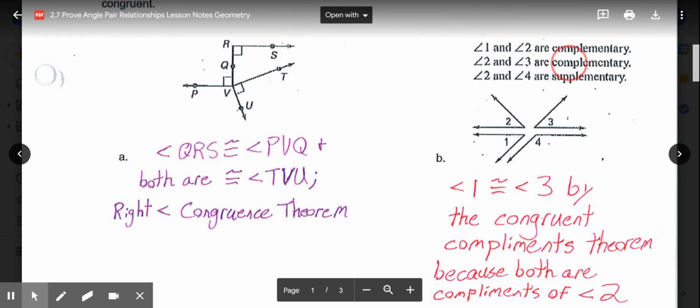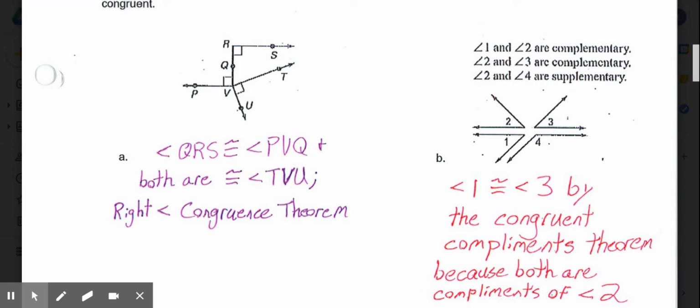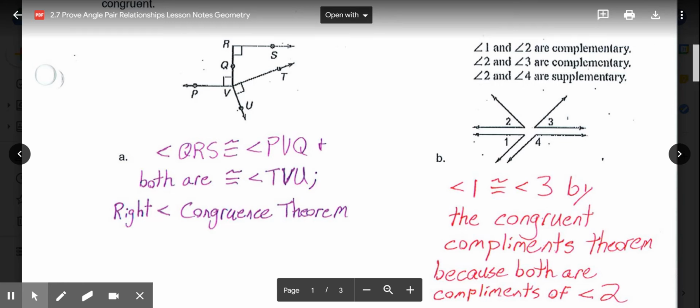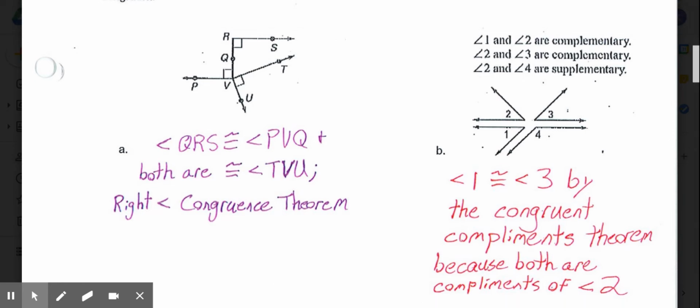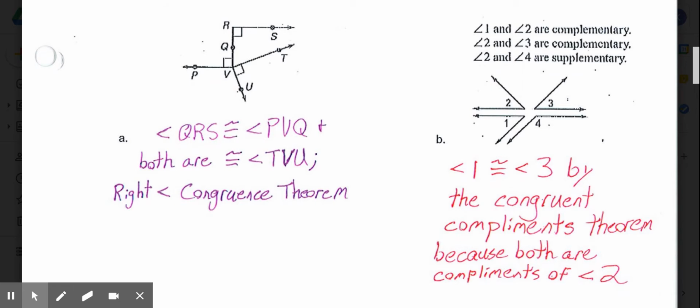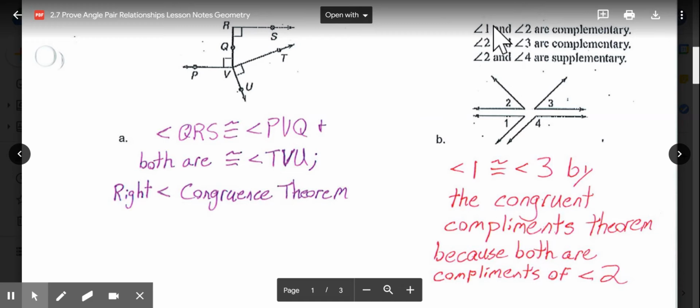In B, they give us some information above. They tell us angle 1 and angle 2 are complementary. And then they tell us 2 and 3 are complementary. And then 2 and 4 are supplementary. So based on these four angles, can we conclude any pairs that are congruent? Well, angle 1 and angle 3 are congruent to each other by the congruent complements theorem, because angle 1 is a complement to angle 2, and angle 3 is a complement to angle 2, so therefore 1 and 3 are congruent.